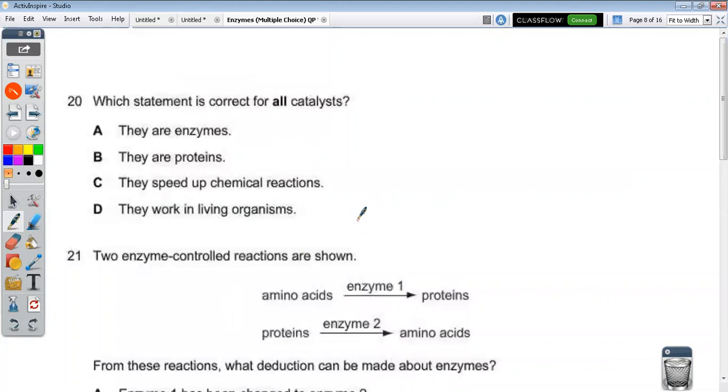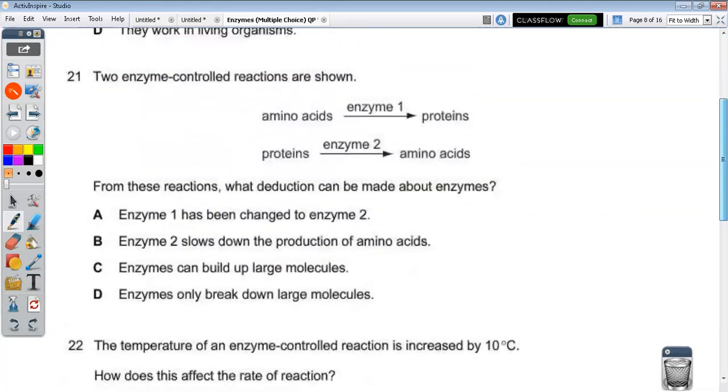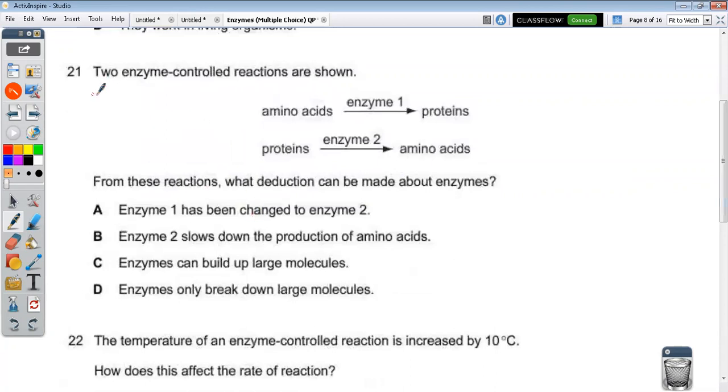Which statement is correct for all? So they were repeating these things. Oh, it's a bit different. They all speed up chemical reactions. That's why they're called catalysts. Clear? Then you've got a 2 enzyme controlled reaction. So you can say that this one here is building up because amino acids are the smallest. This one is breaking down. So enzymes can be used to break down or to build up molecules. This is joining small amino acids together to form that. This is breaking that. Clear?